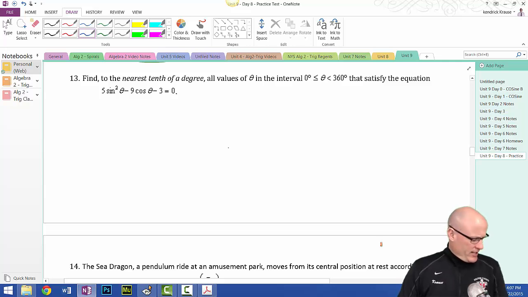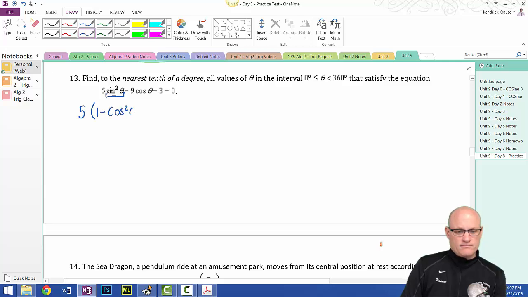All right, here we go again. We've got a mix of sine and cosine. I'm going to replace this sine squared theta with 1 minus cosine squared theta, and I'll copy everything else down. Minus 9 cosine theta minus 3 equals 0. Now my pen's too fat. So 5 minus 5 cosine squared theta minus 9 cosine theta minus 3 equals 0.